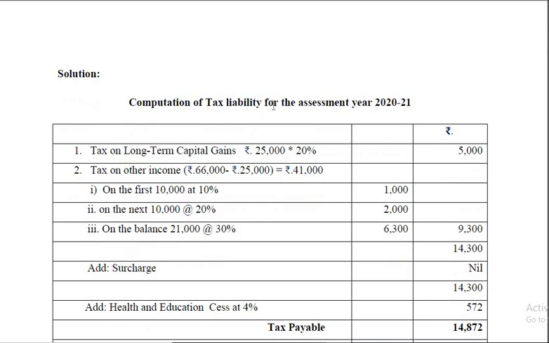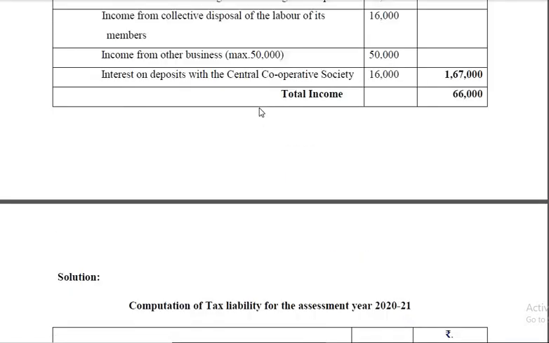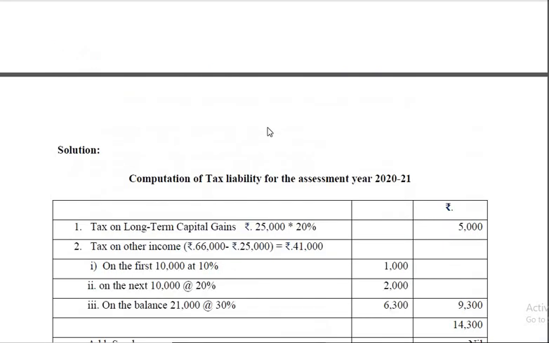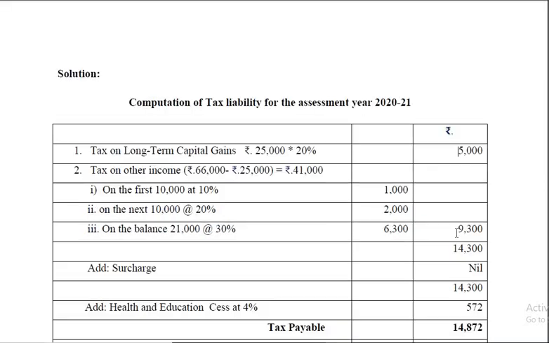Now let us compute the tax liability. Tax on long-term capital gains: long-term capital gain should be considered separately for calculation of taxes. Therefore, the tax on long-term capital gains is at the rate of 20%, and that comes to 5,000. Even short-term capital gain is taxable at 15%, that should be separately taken, but here it is not there. And even casual incomes are taxable straight away at 30%. Here those items are not there.